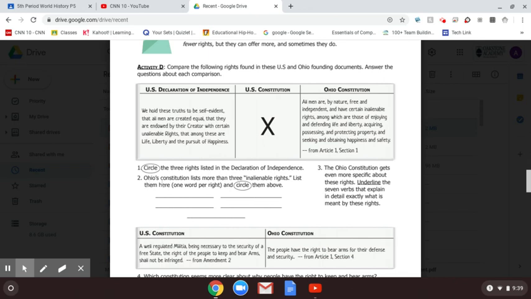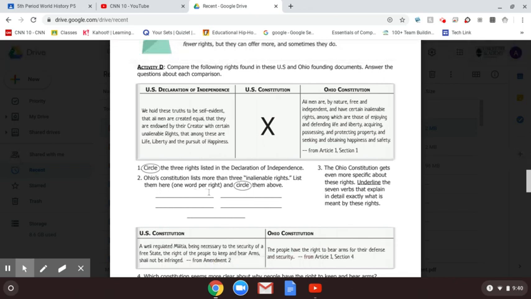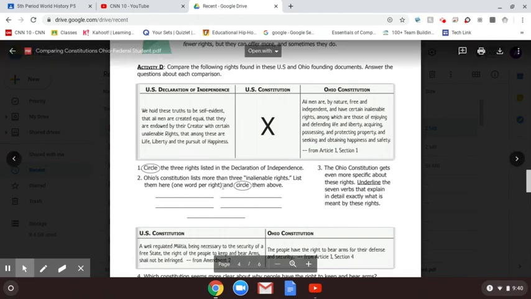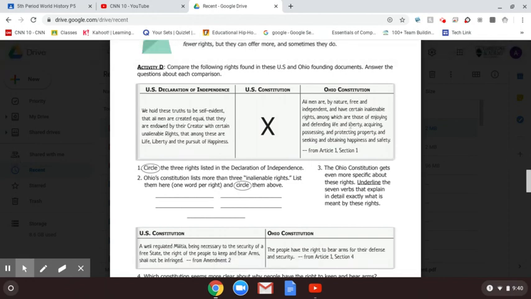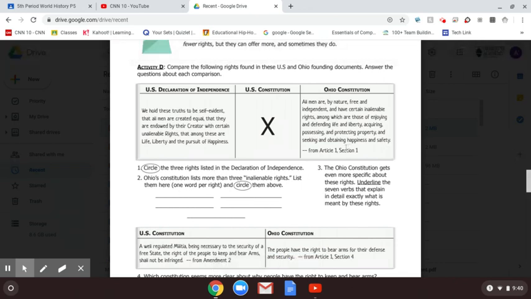Part 2. Ohio's Constitution lists more than 3 inalienable rights. List them here, 1 word per right, and circle them above. So it's going to have at least 5 rights listed in here. So go ahead, underline, circle, highlight, whatever you need to do, and then write the word down here. So if it says possessing property, then write that right here, possessing. Or happiness, put that down here.